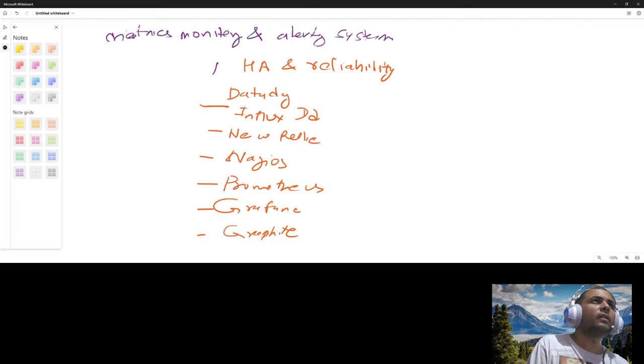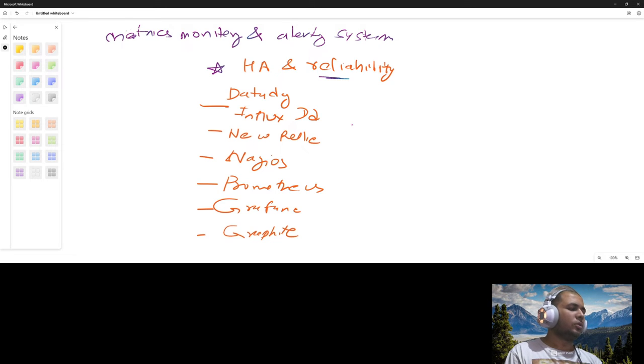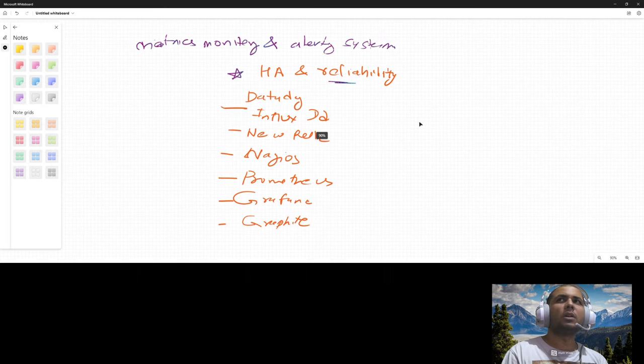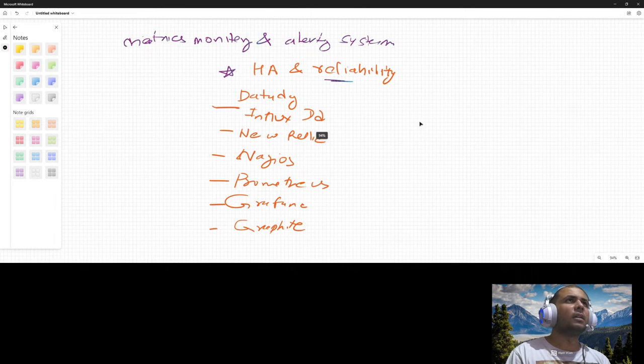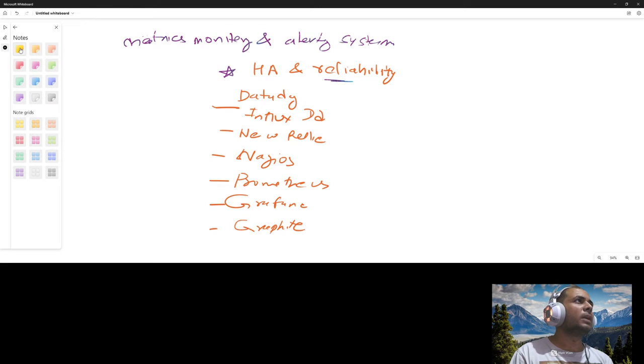So the main purpose of a metrics monitoring and alerting system is high availability and reliability. Some of the existing vendors are Datadog, InfluxDB, New Relic, Nagios, Prometheus, Grafana, and Graphite. So let's understand and build a high level design or a low level design for a custom metrics alerting system. Let's understand the current architecture and what goes into building a good metrics, alerting and dashboarding system.